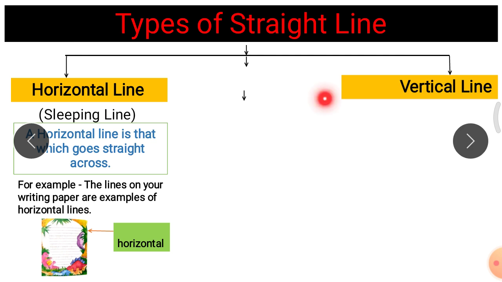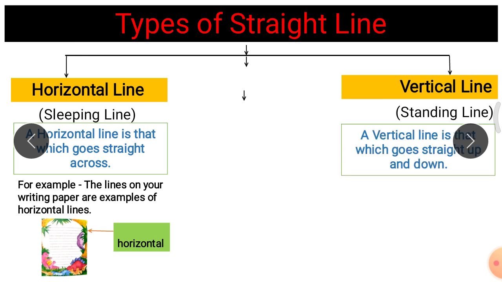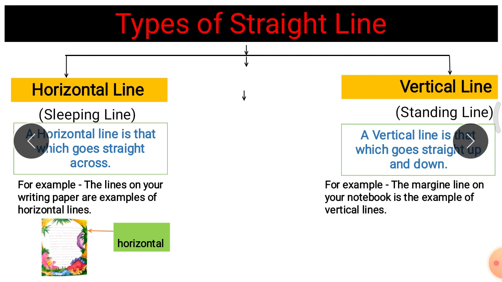Now, second comes the vertical line. Now, what is this vertical line? That is the standing line, right? Horizontal line means sleeping line and vertical line means standing line. A vertical line is that which goes straight up and down, from up to down, right? That is called a vertical line. You have to remember these, children.